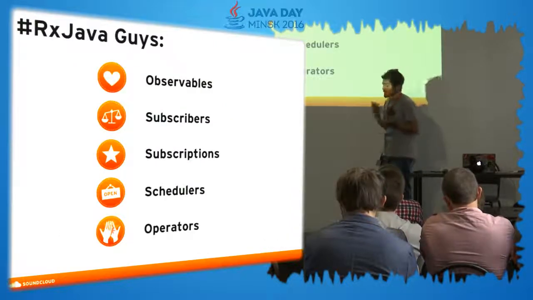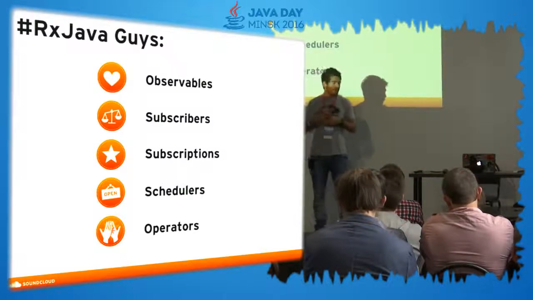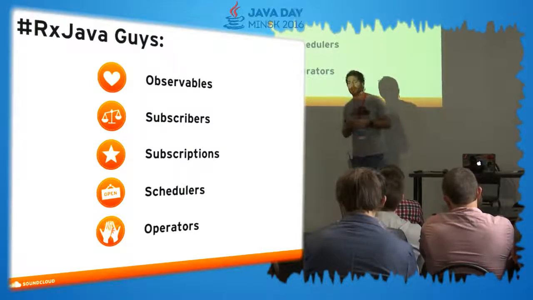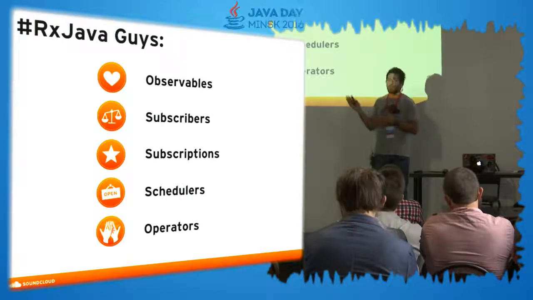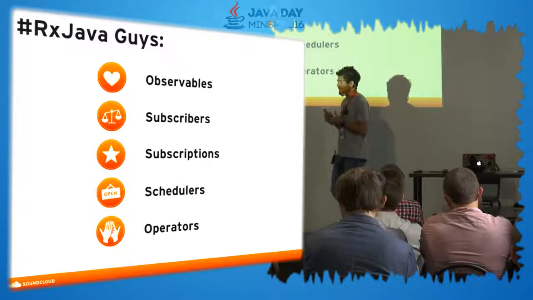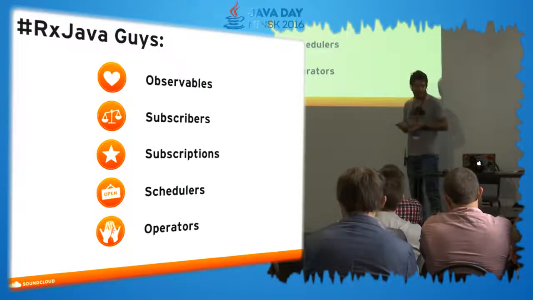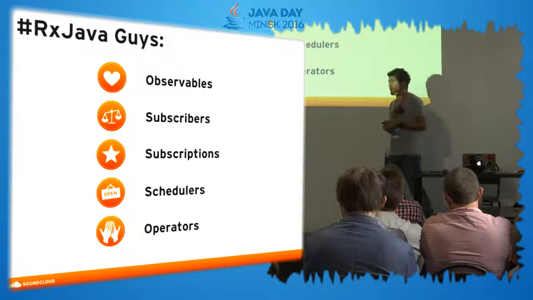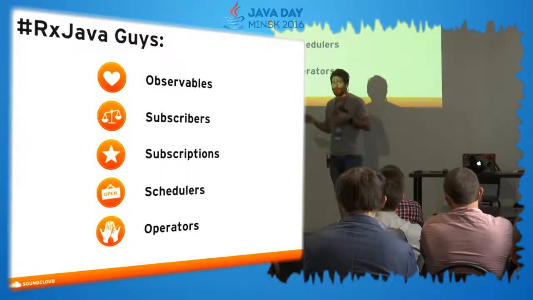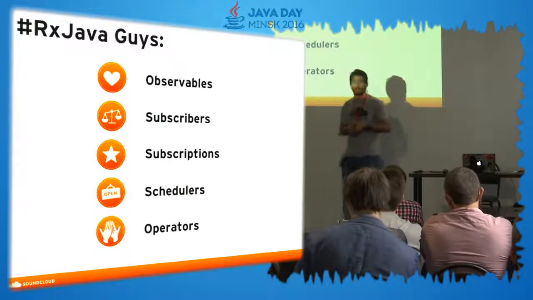So let me introduce what I call the RxJava guys. From now on, we're going to talk about RxJava, and these are the main components, the main concepts that you need to know in order to understand and dive deeper into RxJava. We have observables, observers, subscribers, subscriptions, schedulers, and operators. Are you guys familiar with some of these concepts? Probably the people who have played around with RxJava.